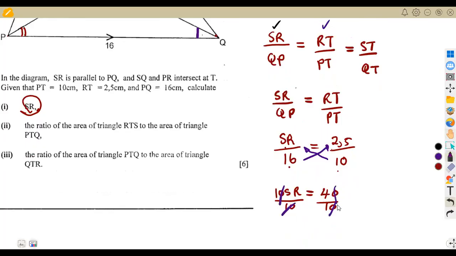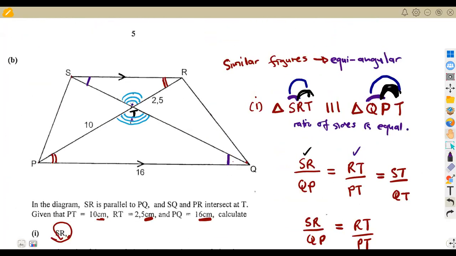So this will cancel, and our SR is going to remain as 4. The units are very, very important. Our units are in centimeters. So that means from S to R, we have got 4 centimeters. From S here to R, we have got 4 centimeters.